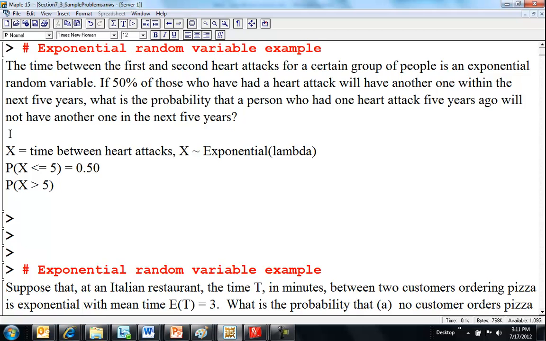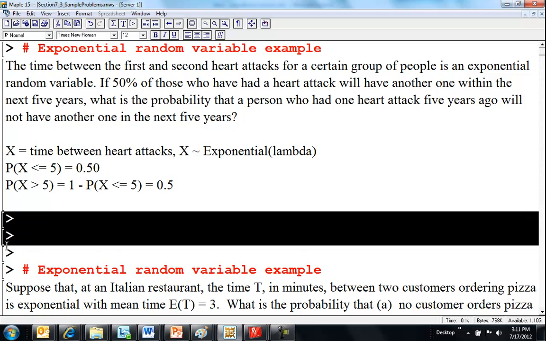So the probability x is greater than 5 is equal to 1 minus the probability that x is less than or equal to 5, which is just 50%. So really there's not much to do in this problem except to realize that the memoryless property is going on for the exponential. Even though they had one 5 years ago, what's the probability we're going to have to wait another 5 years? We're just asking what's the probability x is greater than 5. And we know this nice property about x because we were told in the problem. So that's the first one.